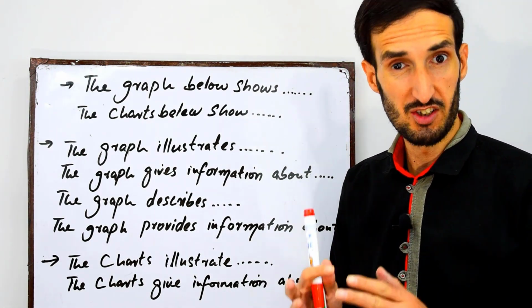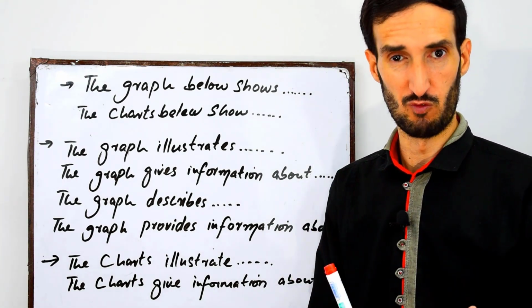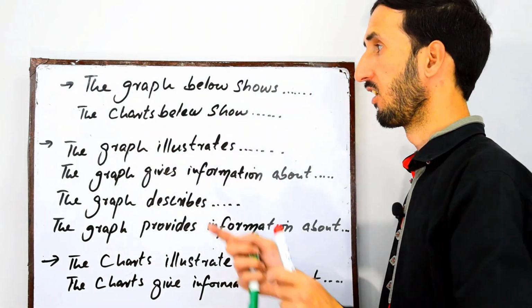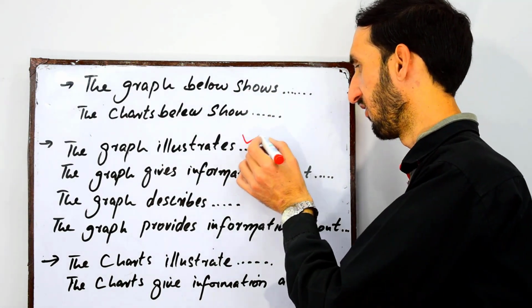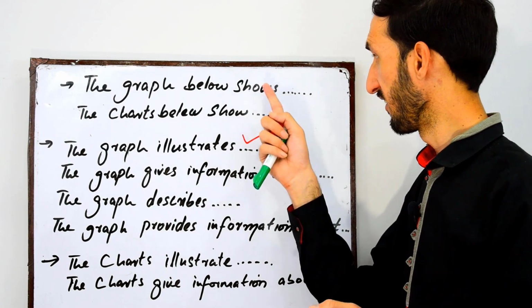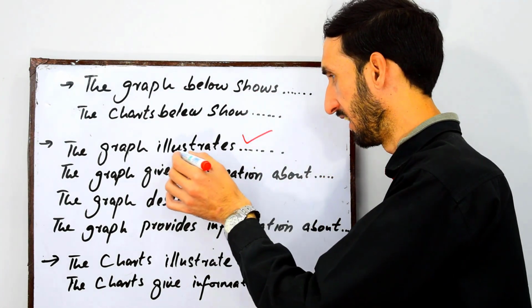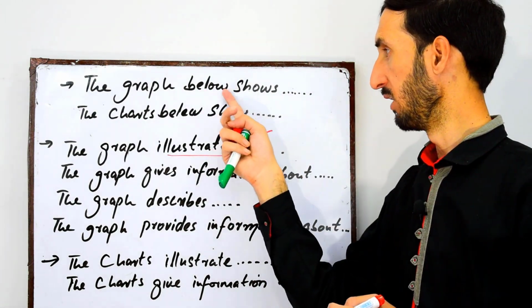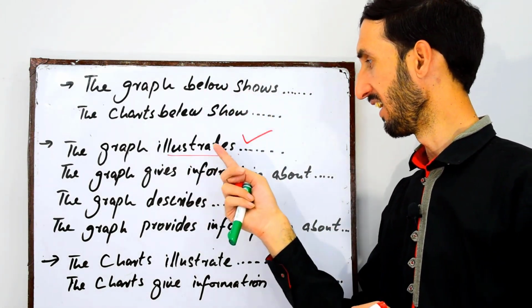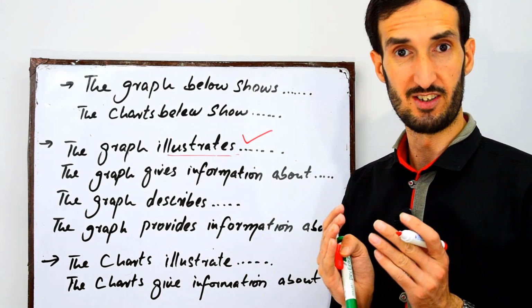You can't write the same. You have to paraphrase. You have to use different words. If that is there, "The graph below shows," then you should use "The graph illustrates." If there is an S, it is "shows." You have to put S here with "illustrate," so it becomes "illustrates." "The graph below shows," "The graph illustrates." There is S, we have to put S here because this is present simple.